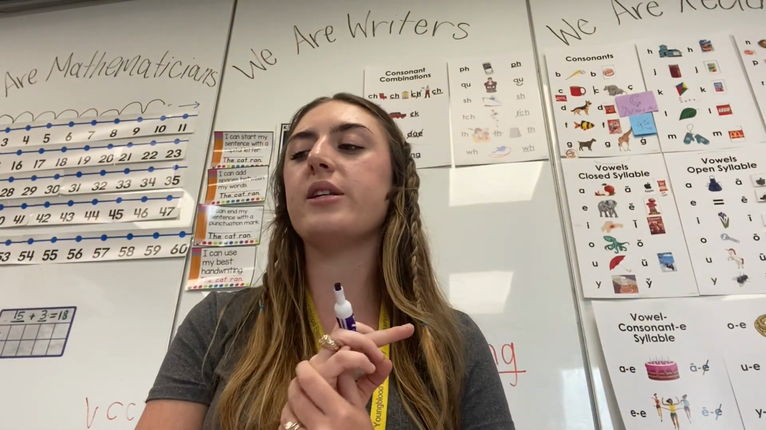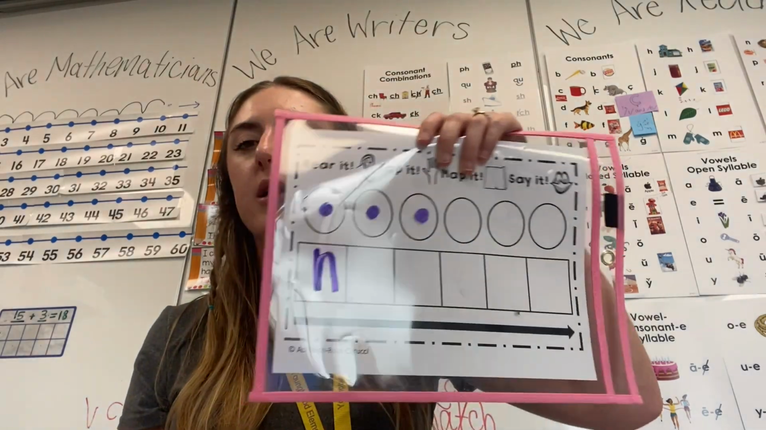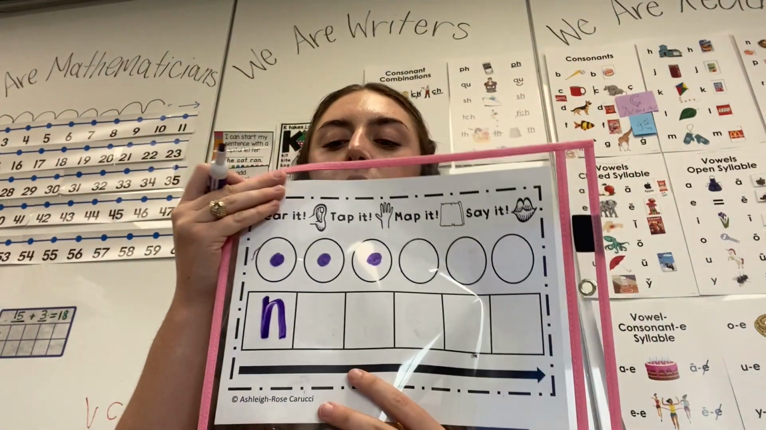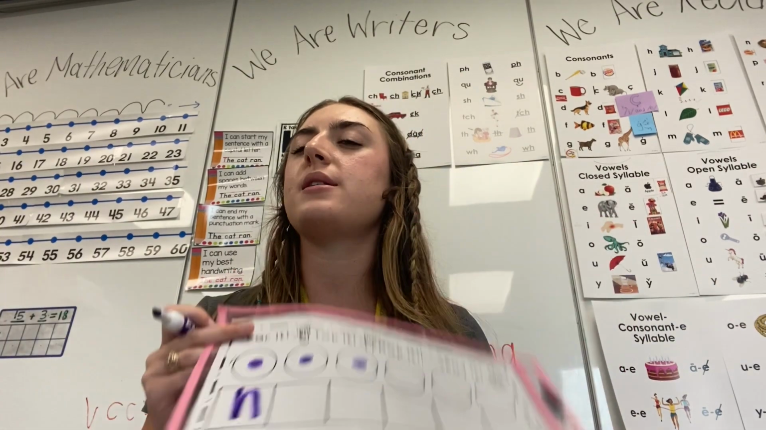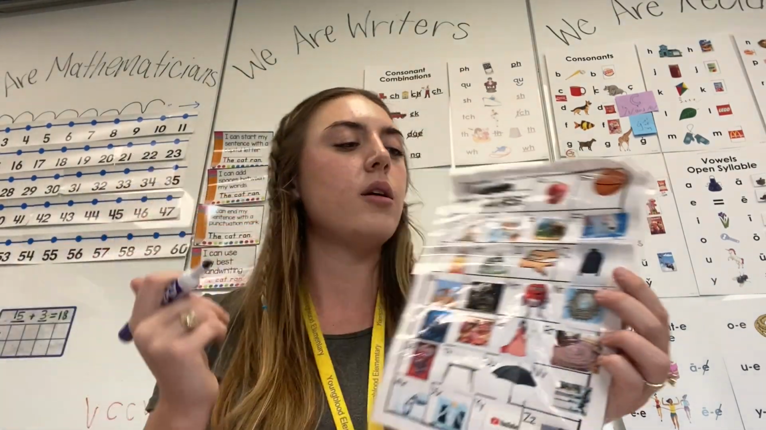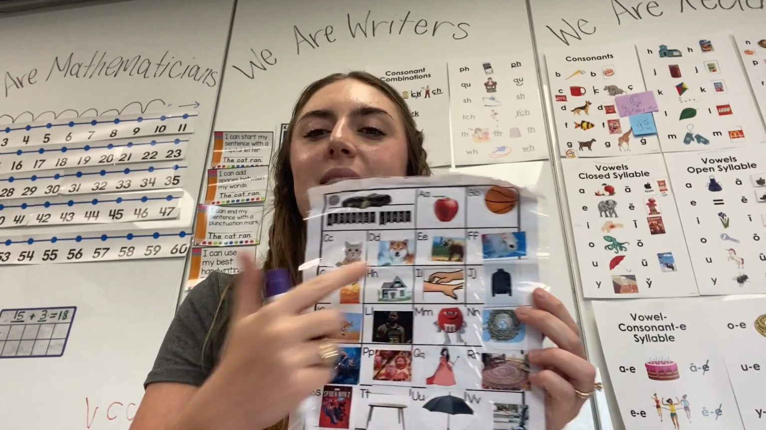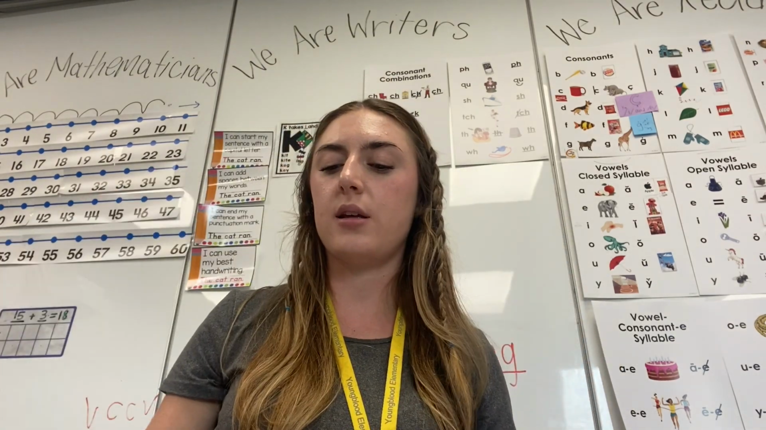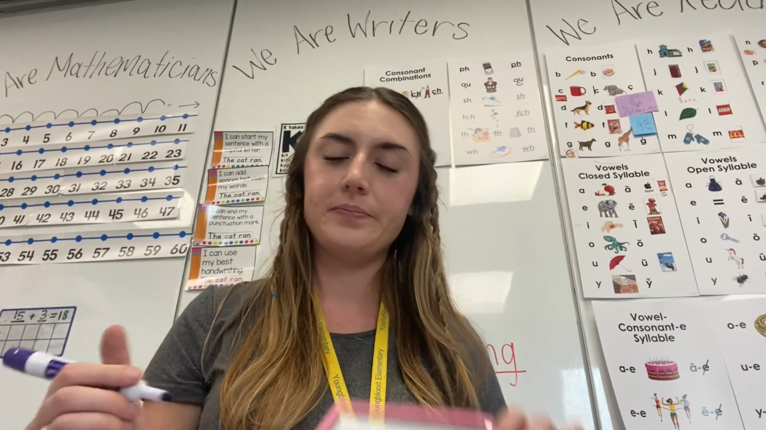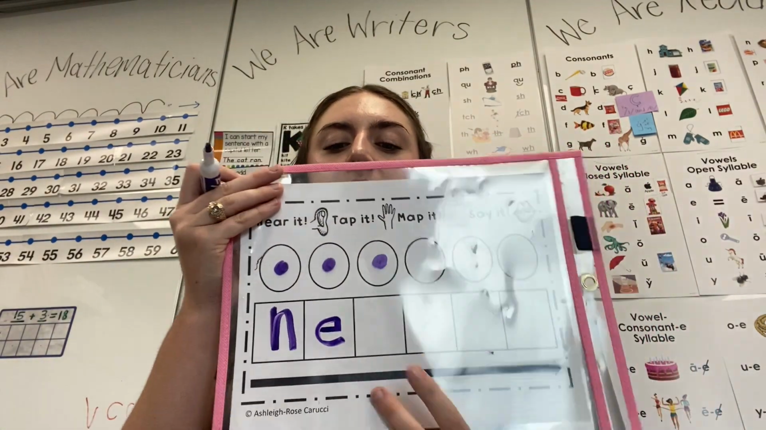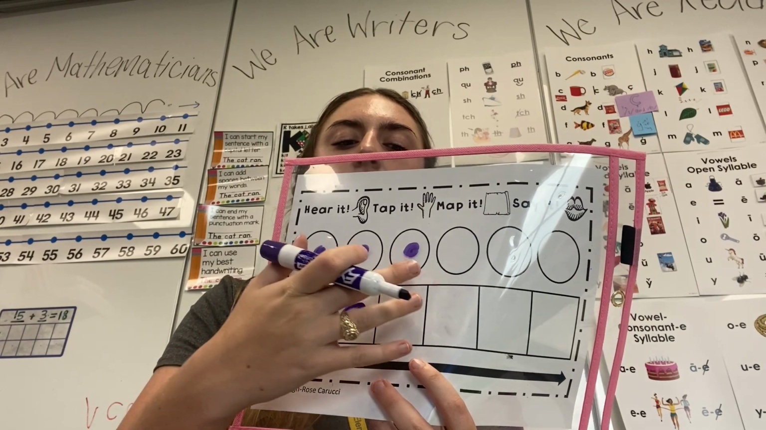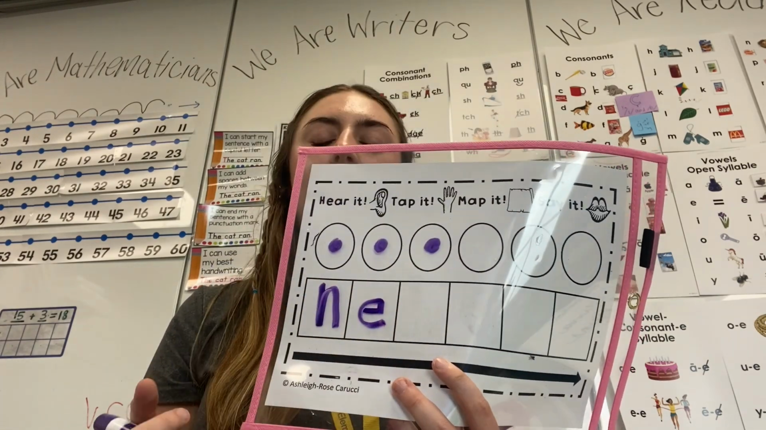I heard the sound N. I know that is the letter N. So I'm going to write the letter N. My middle sound was my vowel. I heard E. I don't quite remember what says E, so I'm going to grab my phonics chart. I see E is elephant. That's the letter E. I'm going to write the letter E. And then my very last sound, N, E, T. I can go back and remember what that last sound was, and it was a T. That is an example with a CVC word.